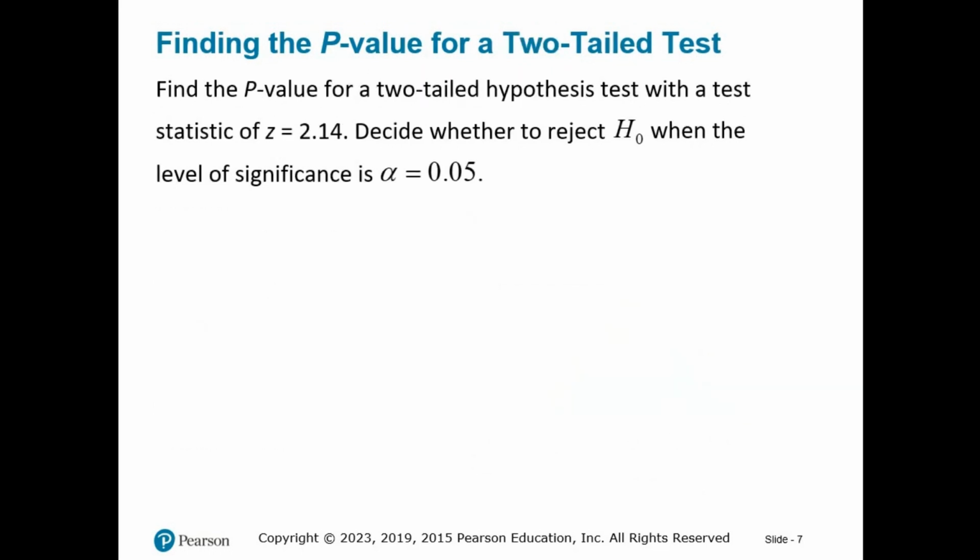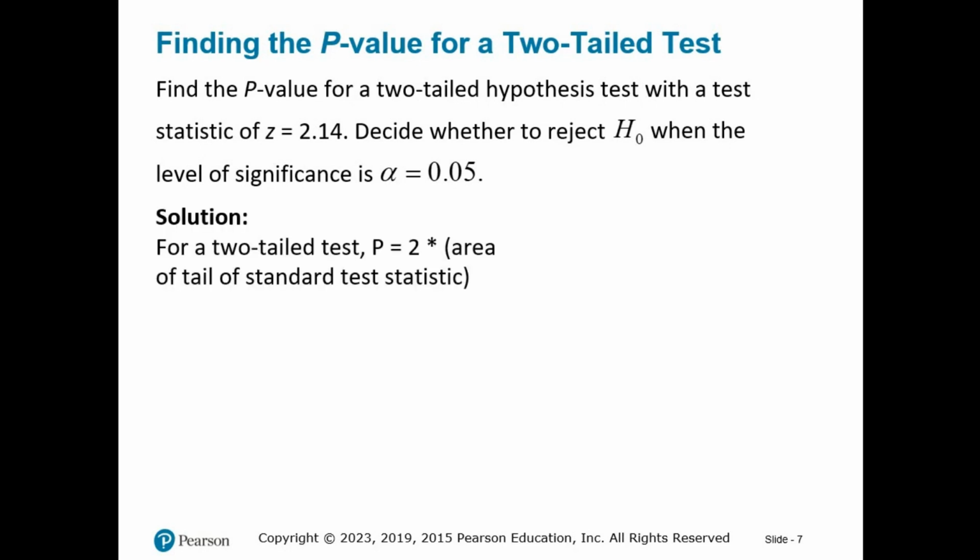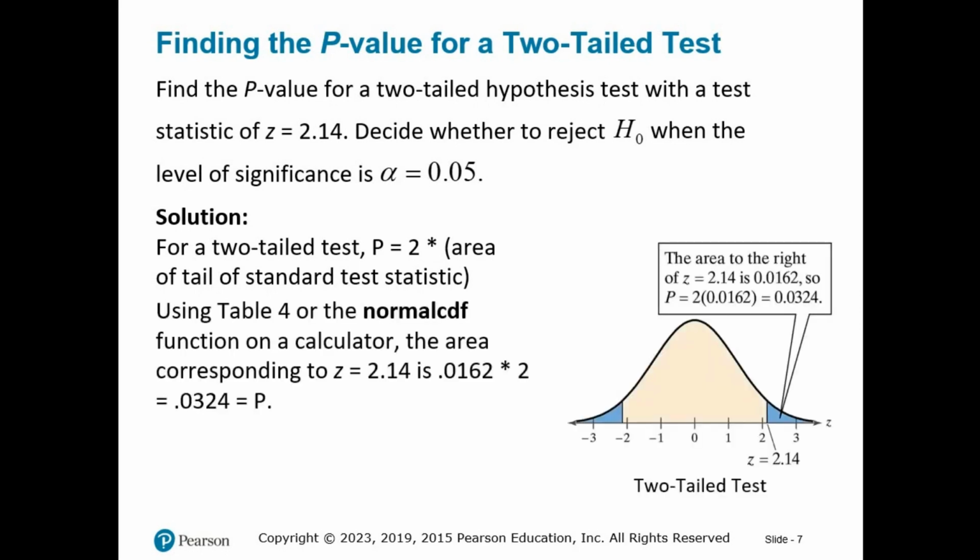Find the p-value for a two-tailed hypothesis test with a test statistic of z equals 2.14. Decide whether to reject H0 when the level of significance is alpha equals 0.05. A two-tailed hypothesis test means that I'm going to have two places where the test statistic lies, one negative and one positive, with area filled in to the left and right of them. I know these are symmetric, and I can figure out the negative area, so I figure one out and multiply by 2 to get the total area, which is what we need for the p-value. Because remember, half of the p-value is on each side.